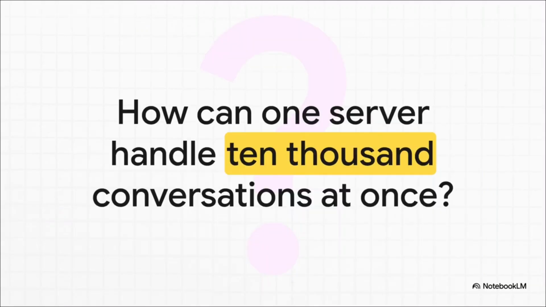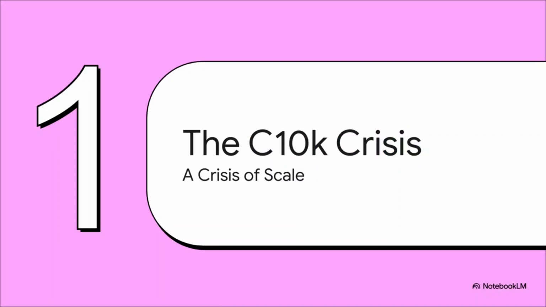But before we get into the weeds, let's start with the big question that drives this entire story. How on earth can a single computer, a single server, possibly juggle tens of thousands of different conversations at the exact same time? Now, this isn't some abstract puzzle. It's the fundamental challenge for basically every modern web service you use, and the answer has literally shaped the internet as we know it. To get there, we first need to understand the problem that kicked this whole revolution off, what's known as the C10K crisis.